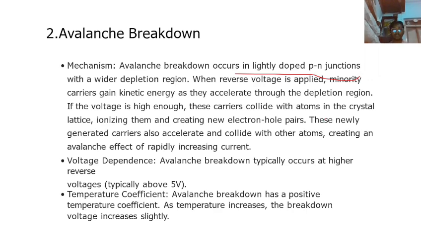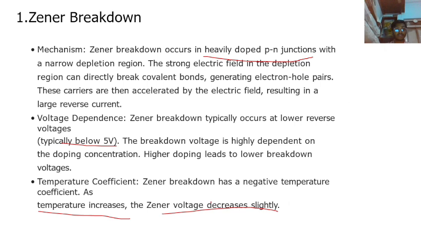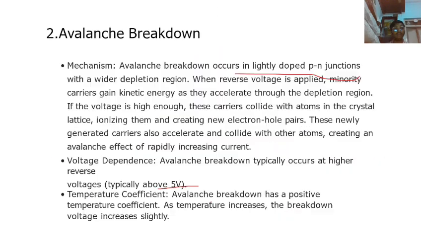Voltage dependency. Avalanche breakdown typically occurs at a high reverse voltage, but Zener breakdown occurs at low reverse voltage, typically below 5 volts. Zener breakdown is below 5 volts and avalanche breakdown is above 5 volts. Temperature coefficient: avalanche breakdown has a positive temperature coefficient. As temperature increases, the breakdown voltage increases slightly. If you see, in Zener breakdown, as temperature increases, Zener voltage decreases slightly, but in avalanche breakdown, as temperature increases, the breakdown voltage increases slightly, a very small change.